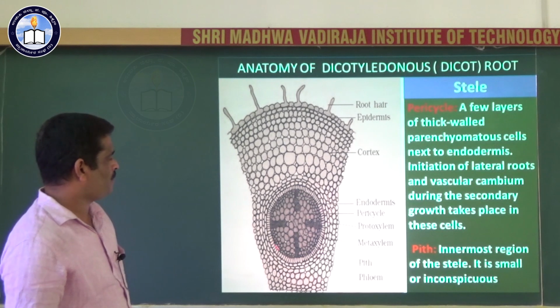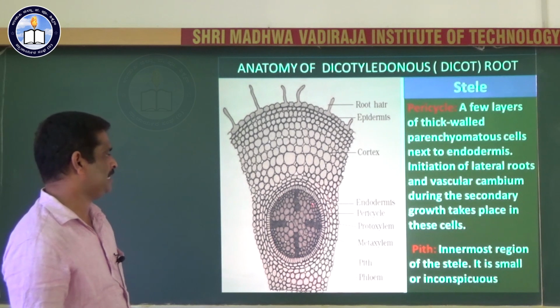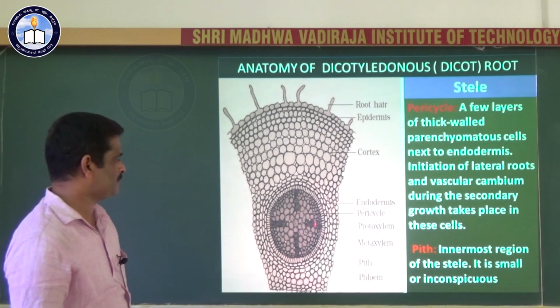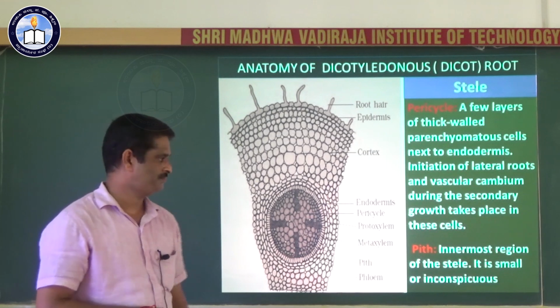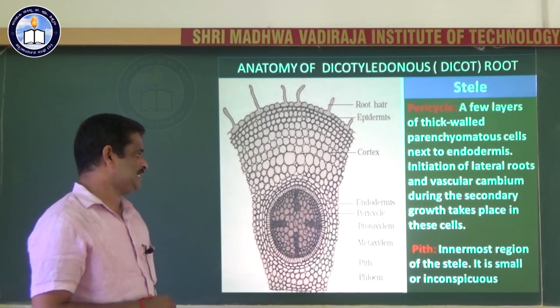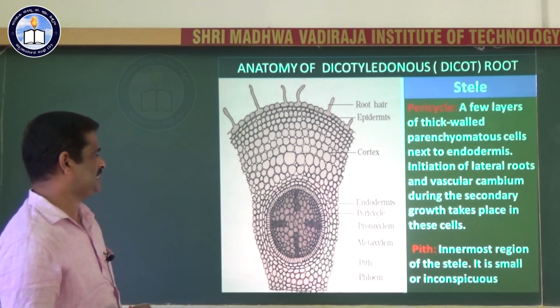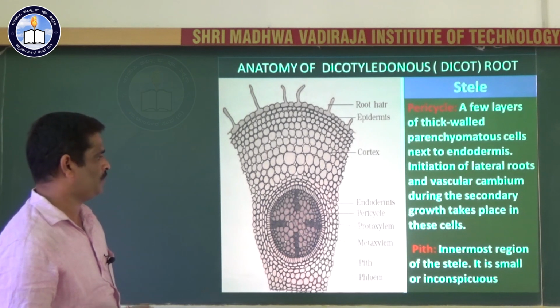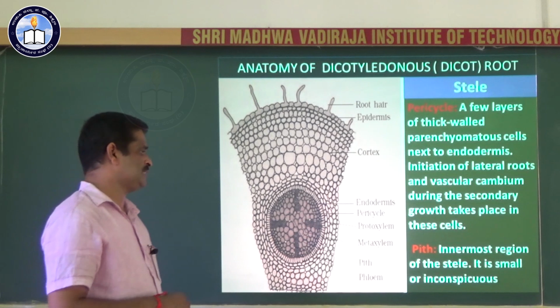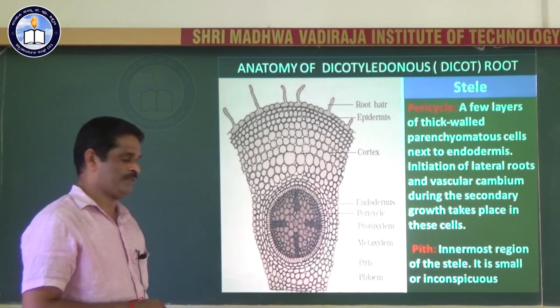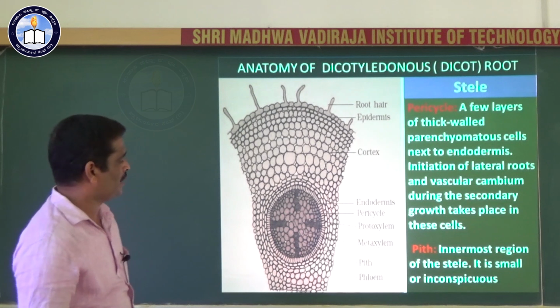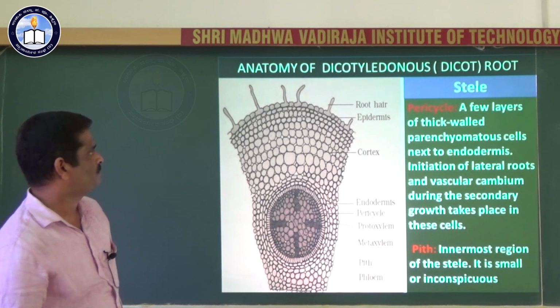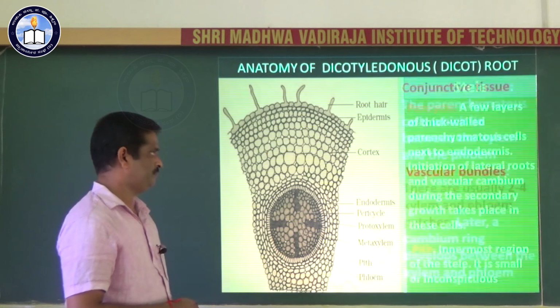And from this pericyclic layer, the lateral roots also arise. From which layer do the lateral roots arise? That is from the pericyclic layer. Pith. What is a pith? The innermost region of the stele is called the pith. The pith is mostly absent in the dicot root, or if it is present, it is very small or inconspicuous. The pith is not well pronounced in the case of the dicot root.